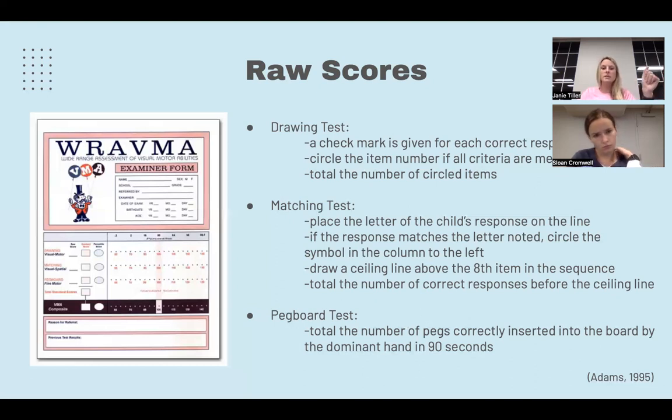For the pegboard test, it is very straightforward. Like I said, you're just going to count the number of pegs that they inserted into the board with their dominant hand in 90 seconds.